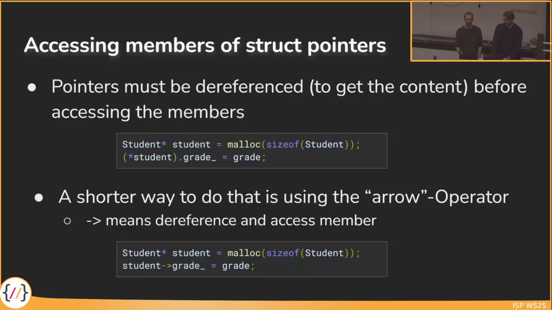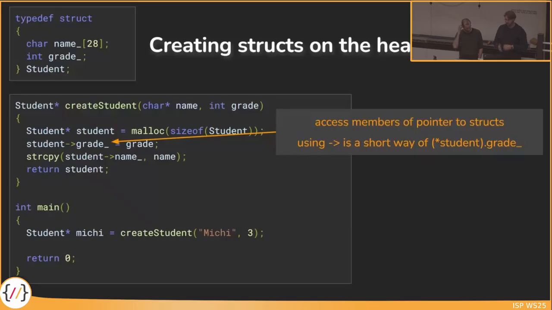You will get used to that. In the beginning, it's a bit complicated to understand, but you will get used to it. So the code definitely looks more beautiful like this if we use the arrow operator. We don't have to dereference it anymore. We can just use the arrow to access the members of the struct.